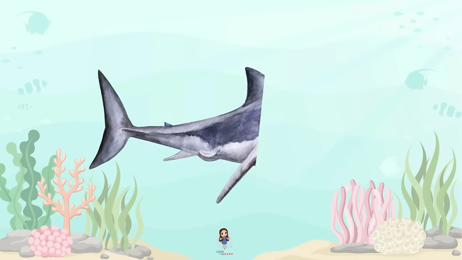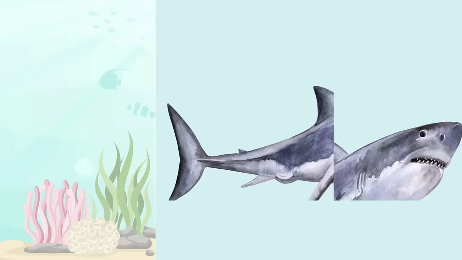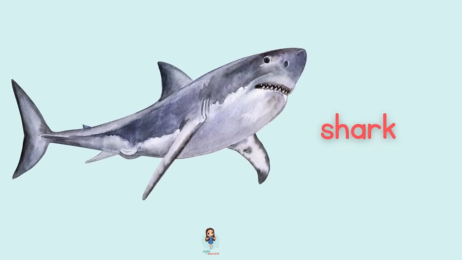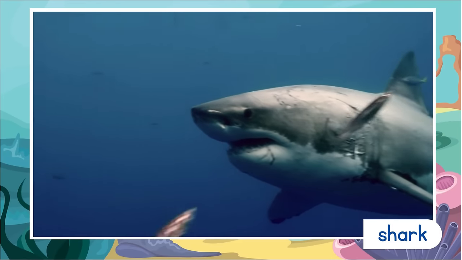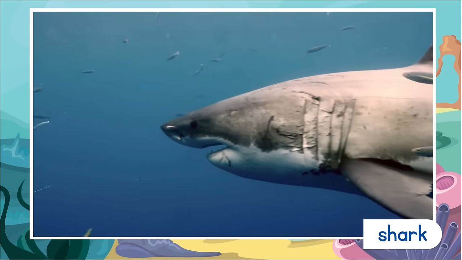Can you guess this animal? Shark. This is a shark.